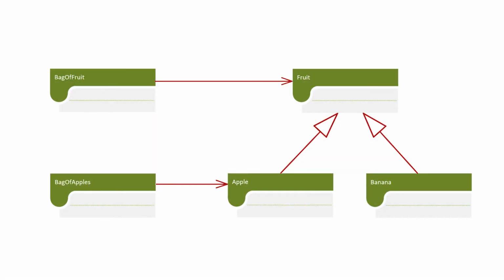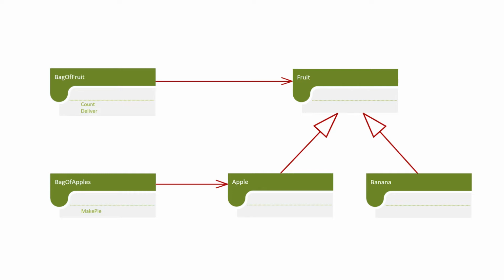Certainly, we can say that there are lots of features a bag of fruit has that a bag of apples also has. So a bag of fruit has a number of items. A bag of apples will have a number of items. A bag of fruit is something that can be delivered, say. A bag of apples can be delivered. We can also say a bag of apples has additional features. You can make an apple pie out of a bag of apples. You can't do that to a bag of fruit.